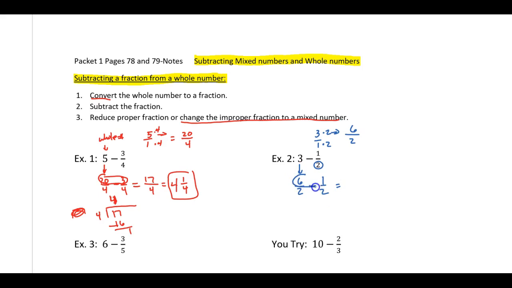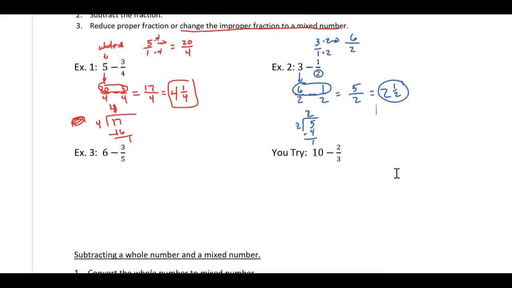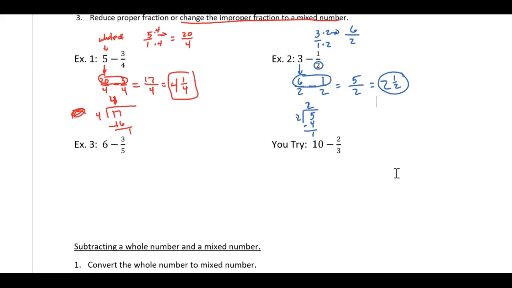Now I go ahead and subtract the fractions. 6 minus 1 is 5. Carry the 2. And now 5 goes in the box, 2 on the outside. 2 goes into 5 2 times, so this converts to 2. And then 2 times 2 is 4. I get a remainder of 1. So it's 2 and 1/2. Okay, let's try the next one.